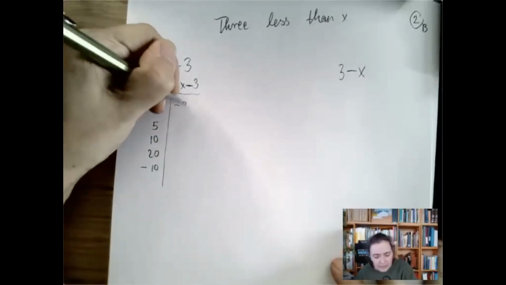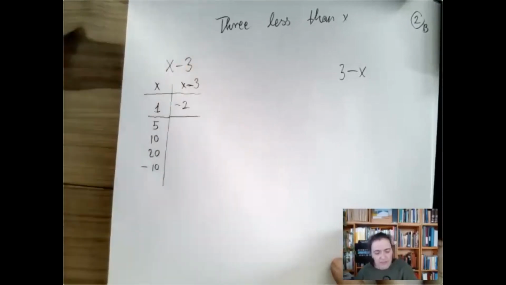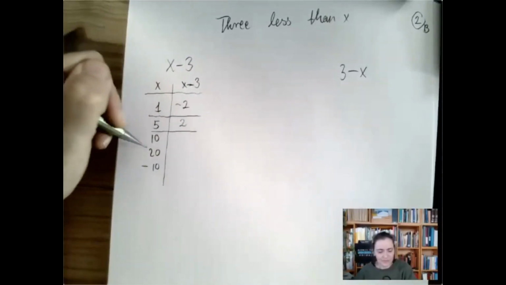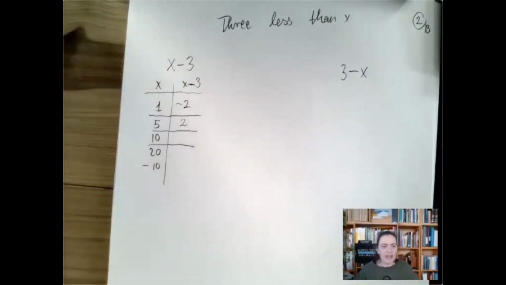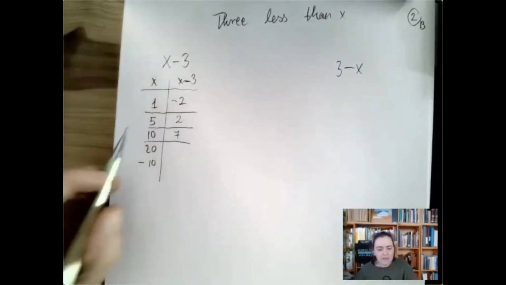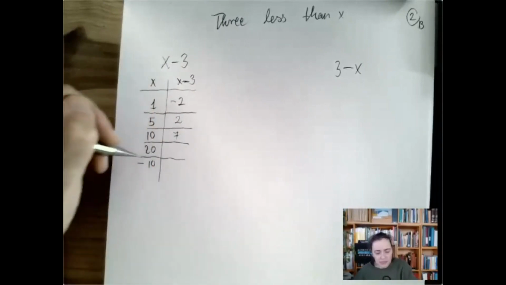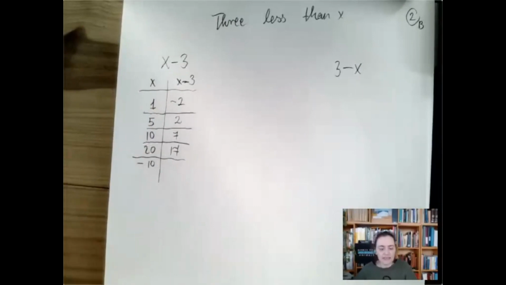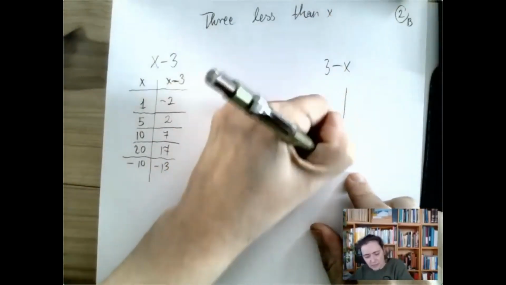Negative 2. Now let's repeat the same thing, but now x is 5. Good. x is 10. What is x minus 3 then? We're always going to get the right relationship, because 20 minus 3 is the number 17, which is 3 less than 20. Now let's test this one.